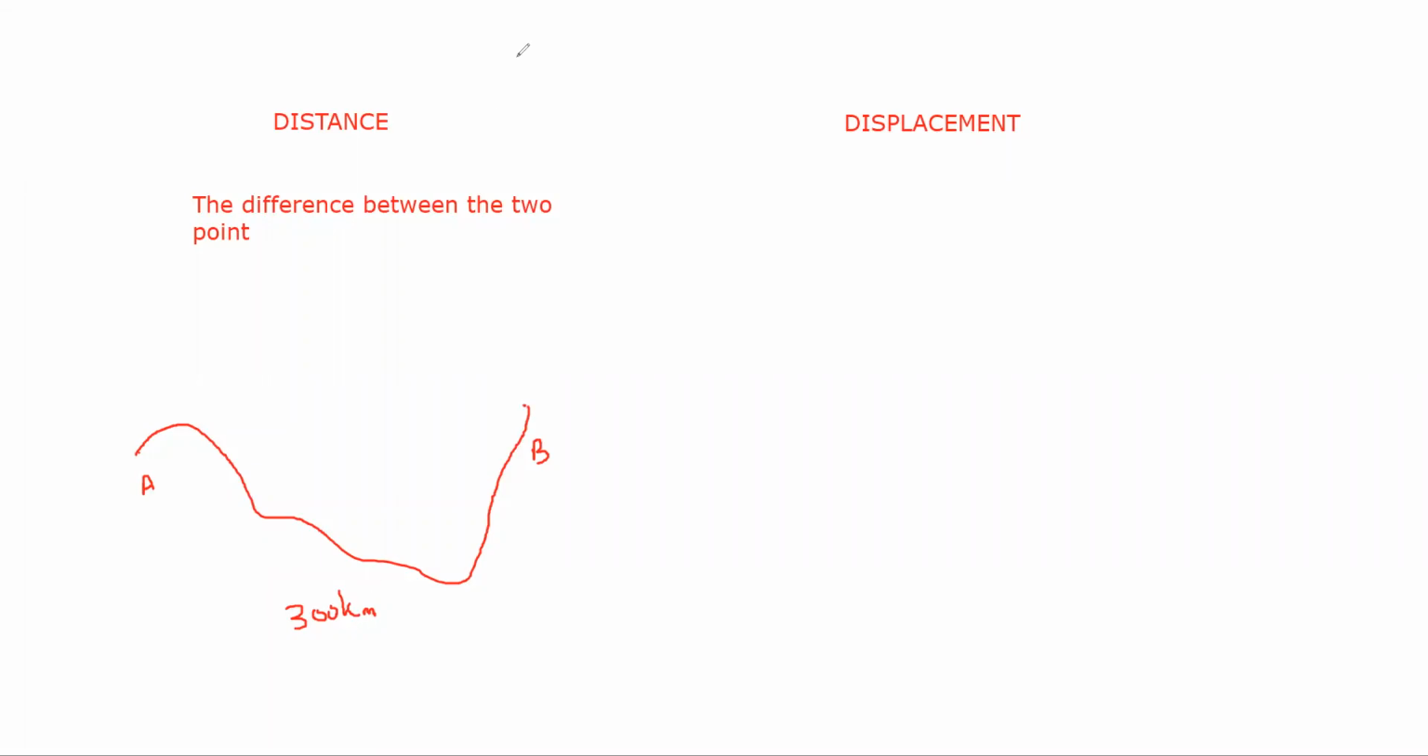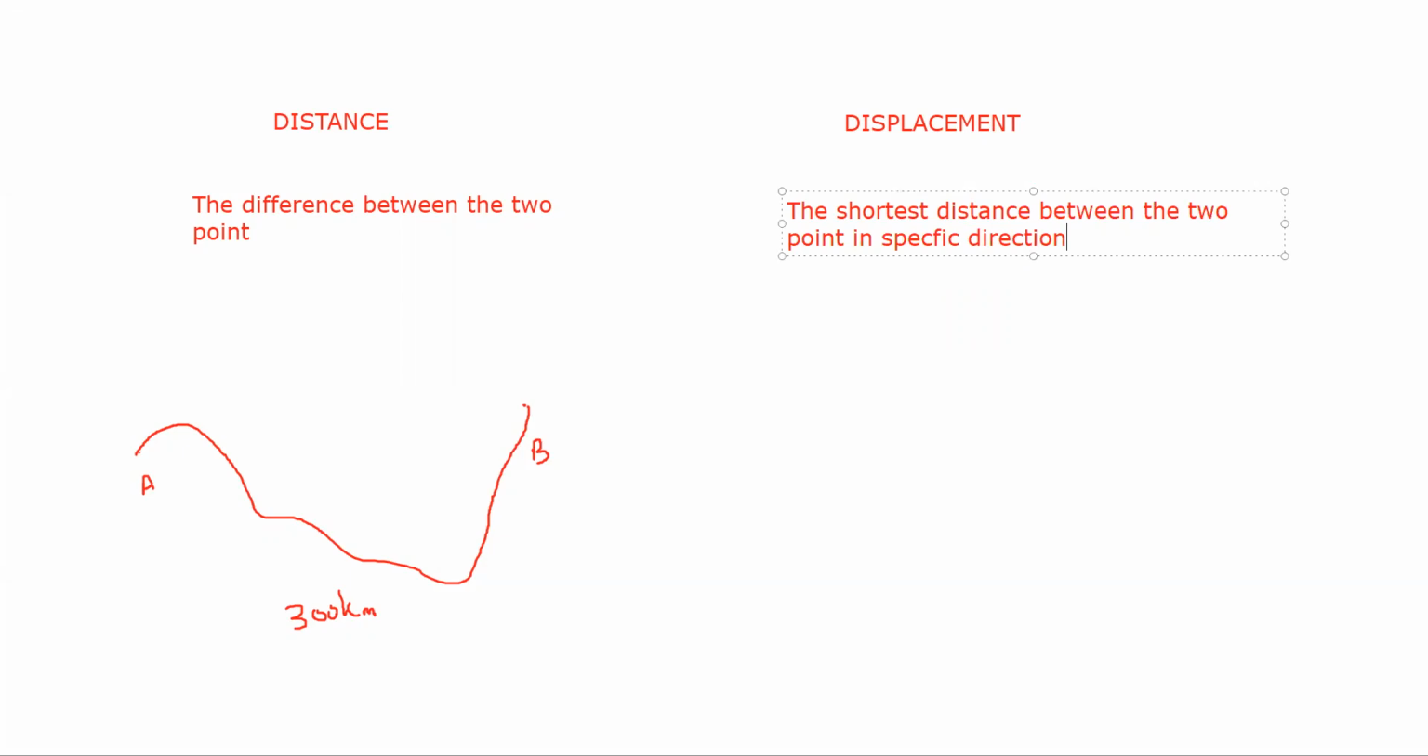But what is the displacement? The shortest distance between the 2 points in a specific direction, we call that a displacement.